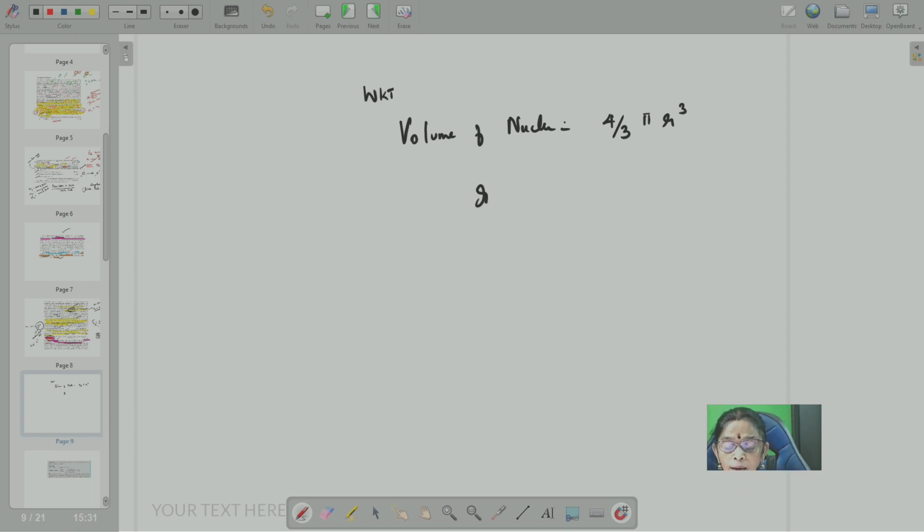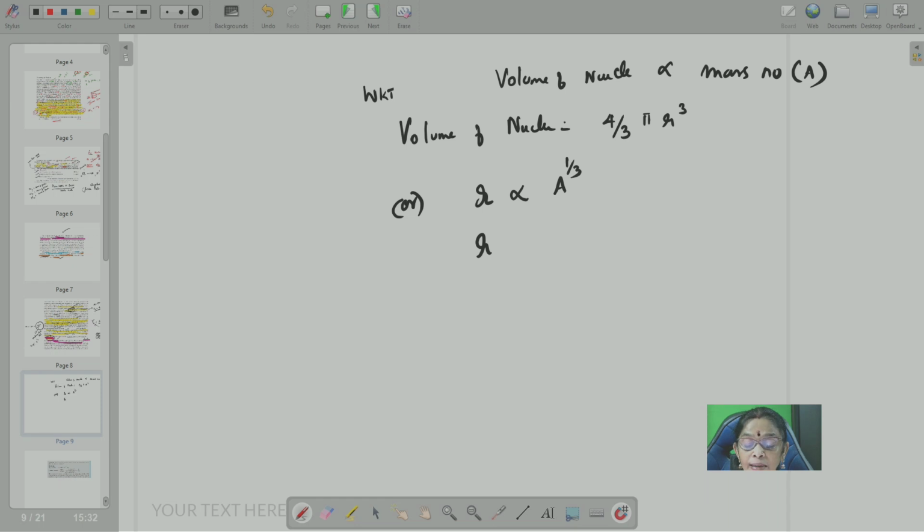But this r is directly proportional to mass number. r is directly proportional to A. So therefore, r cube is directly proportional to A power 1 by 3. Because I have to say that volume of nucleus is directly proportional to mass number. Just now we have seen, no. So therefore I am writing like that. So volume of the nucleus 4 by 3 pi r cube is directly proportional to mass number.